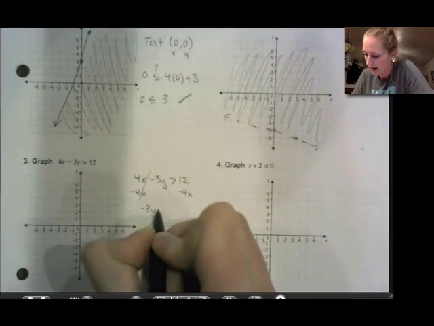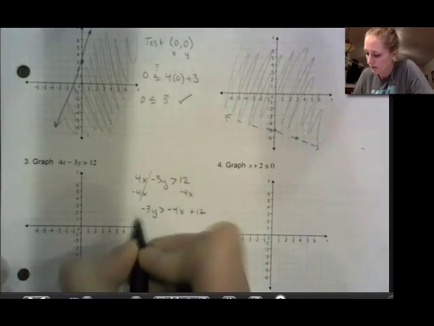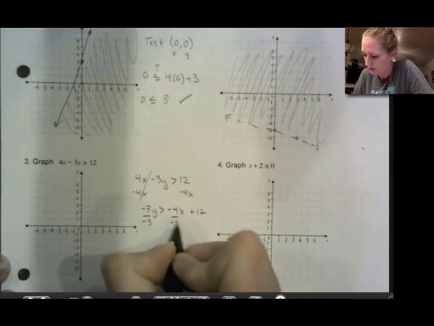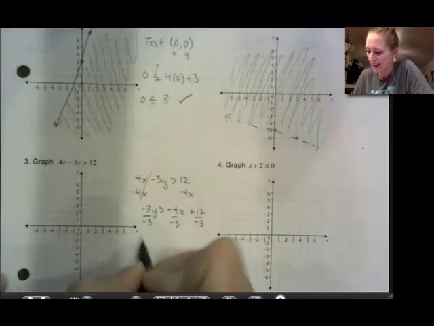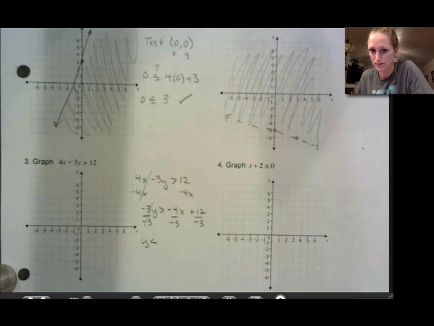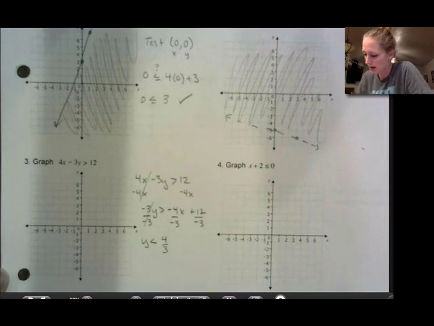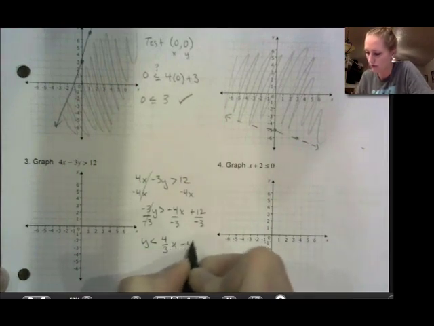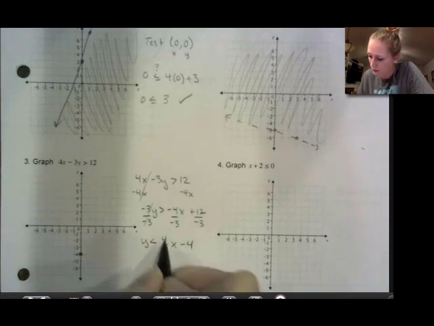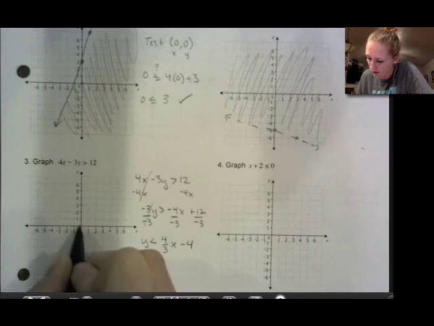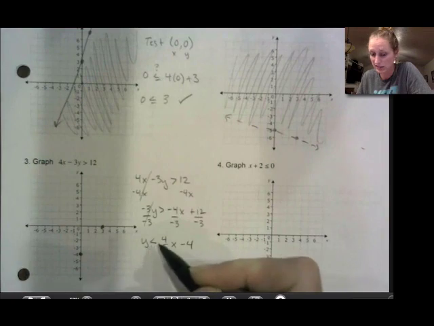So I have -3y is greater than -4x, and that's a +12. Divide by -3, divide every single piece by -3. Now, this is an inequality. When I divide by a negative, I have to switch my symbol. Negative divided by negative is positive, but I'm going to leave it as a fraction. And then 12 divided by -3 is -4. So now it's in the form I'm used to seeing. Y-intercept is -4. Slope is positive 4/3, so I'm going to go up 4 and over 3. Okay, and this is going to be a dotted line because it's just less than, not less than or equal to.